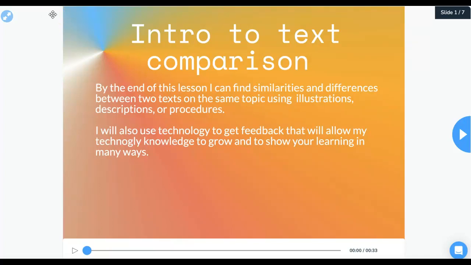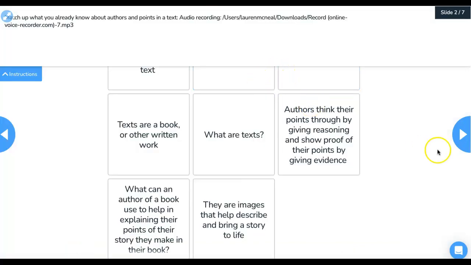So my opening activity is a review of what they have already learned in previous standards to help them go into the lesson more knowledgeable. It is a matching activity.